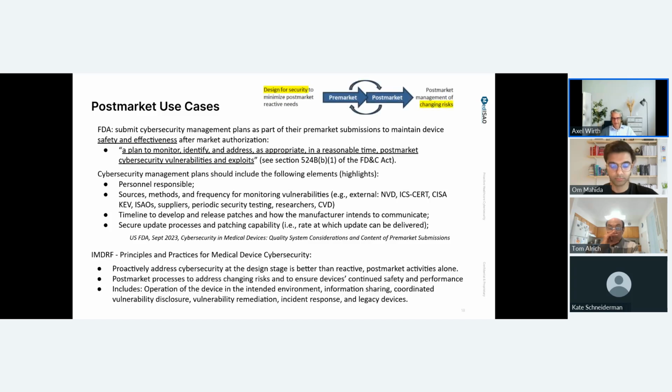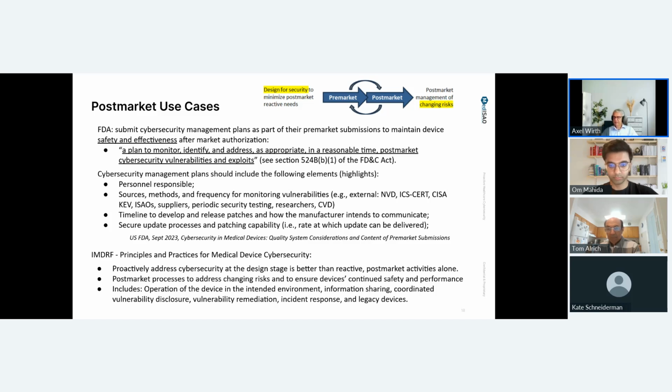There's also in the IMDRF, the International Medical Device Regulators Forum, in their document, they have an interesting discussion contrasting pre and post market. And I'm just going to summarize that in the graph here up top. Basically, in the pre-market, the purpose is to design for security. Right? You should minimize post-market risk, and you should minimize post-market reactive needs. You should not look at your post-market processes to address things you didn't have time to address in pre-market. Contrary, in post-market, you should, again, not address things you missed, but you should respond to changing risks.